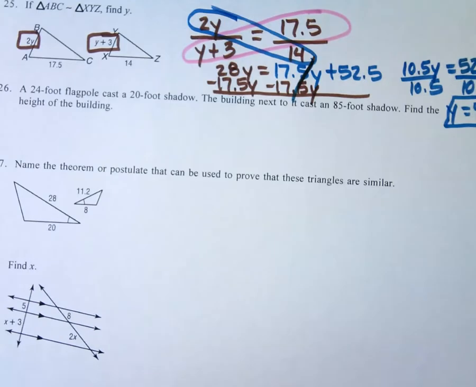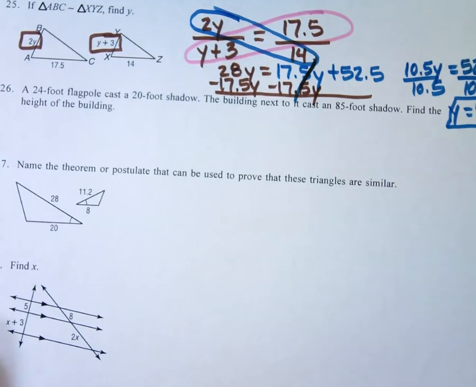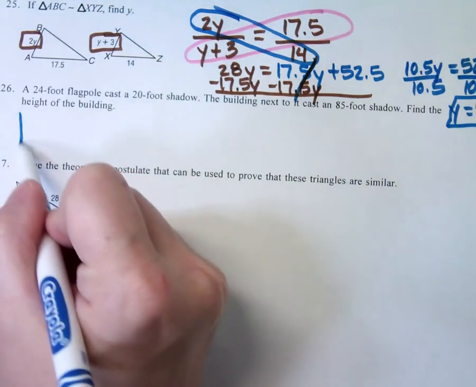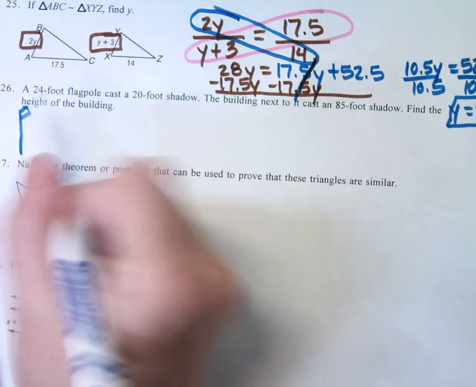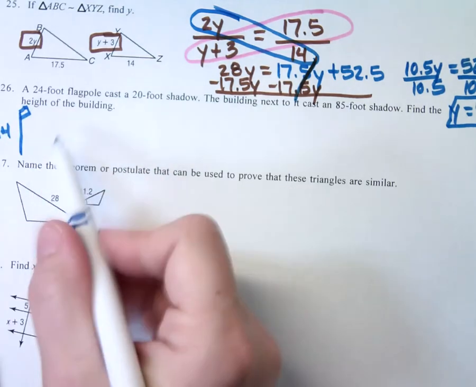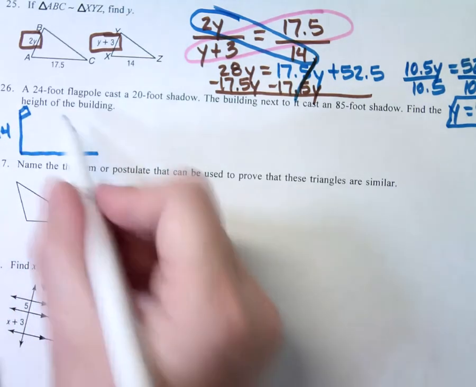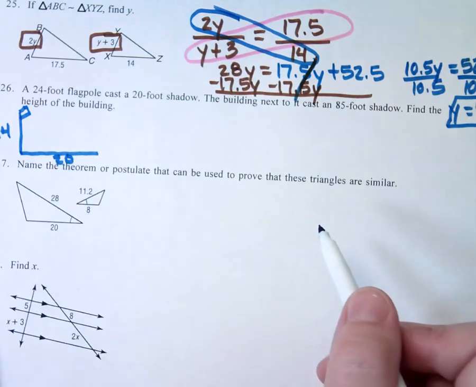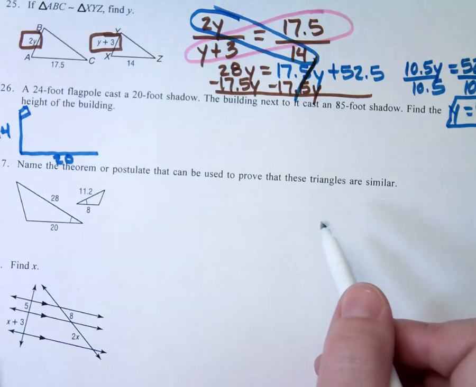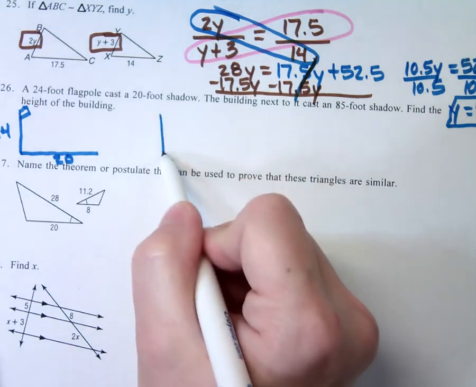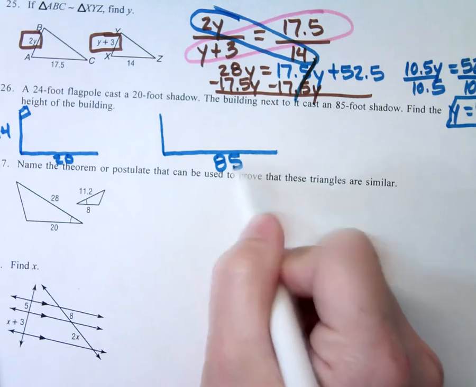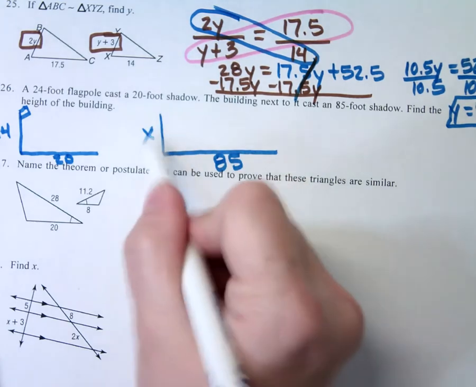Okay, 26. A 24-foot flagpole casts a 20-foot shadow. Let me just draw a picture. We've got our flagpole, a 24-foot flagpole, casting a 20-foot shadow. And the building next to it casts an 85-foot shadow. It wants to know the height of the building.